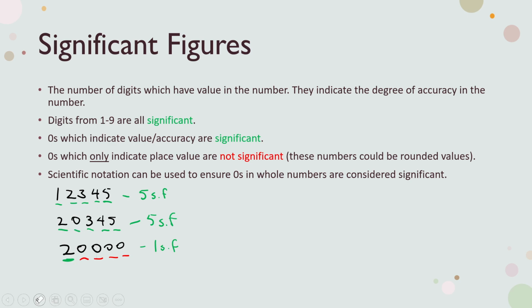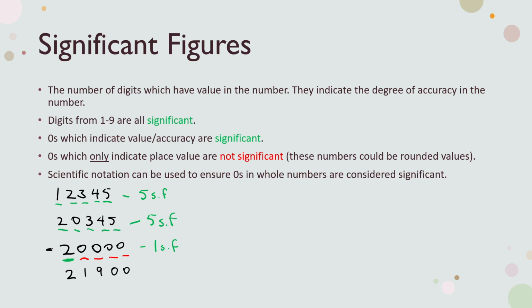So for example, if we looked at the number 21,900, this number rounds down to 20,000 to the nearest 10,000. So because we don't know whether the 20,000 that we've written here is a rounded value or not, we have to assume that all of the zeros are not showing any value and therefore are not considered to be significant.